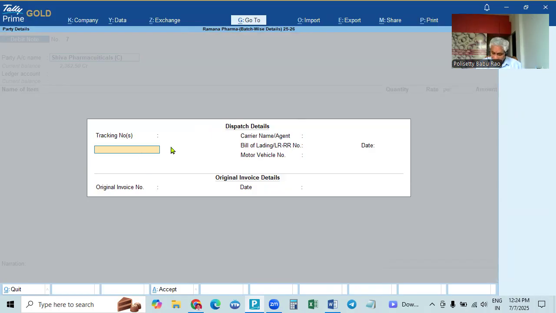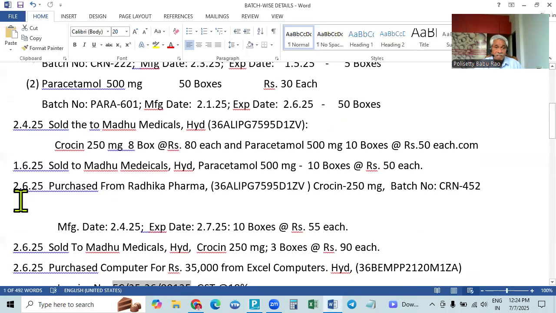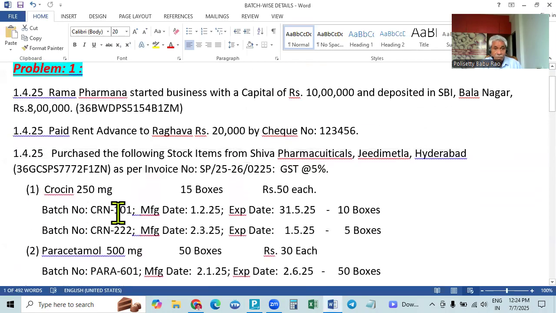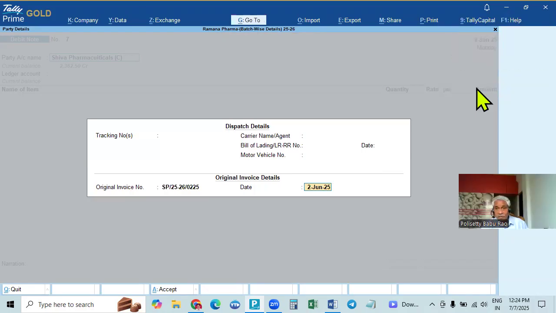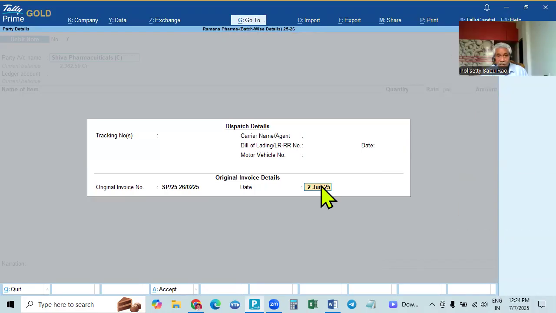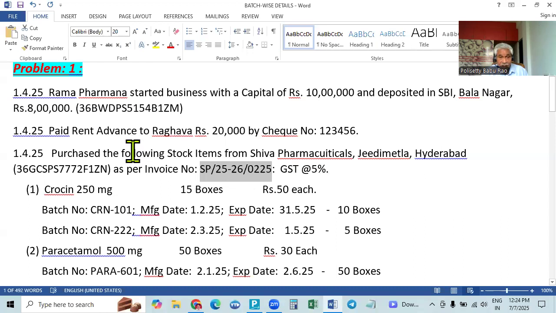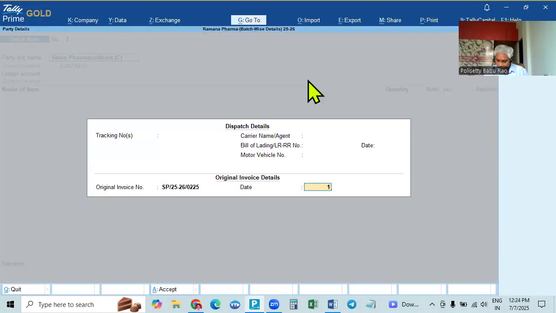Instead of pressing enter, it will come here. Otherwise, we can directly click the mouse here and it will come. What is the original invoice number? It is the invoice number from when you purchased. Against this invoice we are making the return. This voucher date it will take by default, but we have to give the date of that invoice, that is 1st April 25. Okay, over.